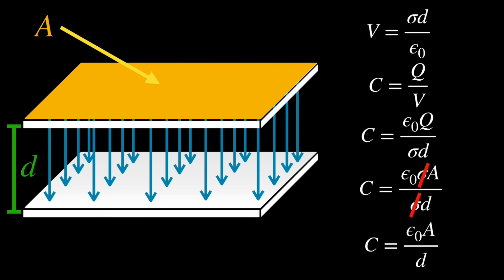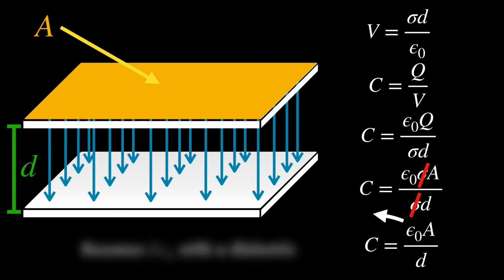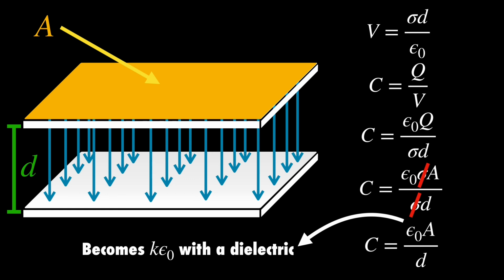This is a remarkable result because it means that the capacitance in this admittedly idealized scenario depends only on the geometry of the capacitor. An important note is that this assumes the dielectric is a vacuum, and you'd need to add another constant to deal with the changes to the field caused by a different material.